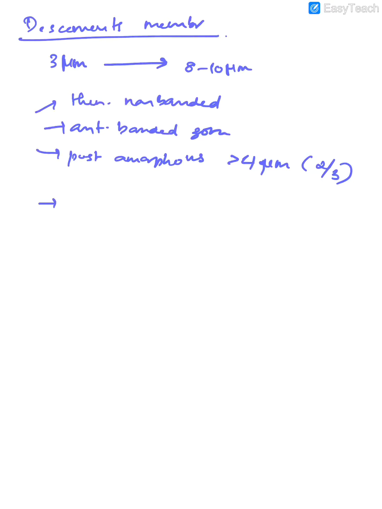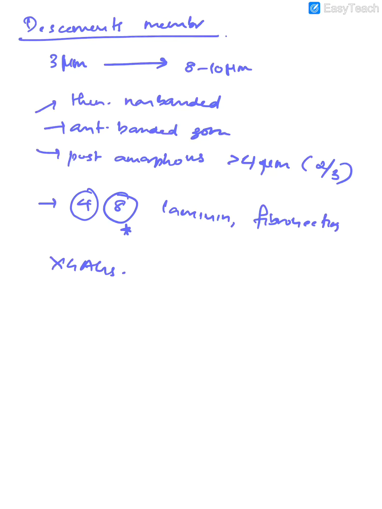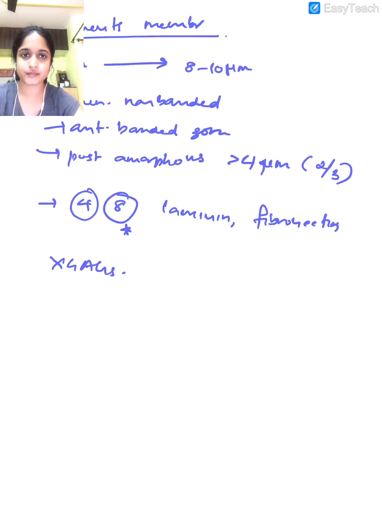Now it is mainly composed of type 4 and type 8 collagens, laminin and fibronectin. This type 8 collagen is produced by the endothelial cells. There are no glycosaminoglycans in the Descemet's membrane. Now any rupture in the Descemet's membrane can lead to aqueous entering the stroma, which can lead to corneal edema, and also there are excrescences in the Descemet's membrane.